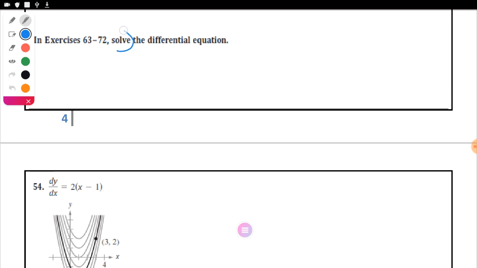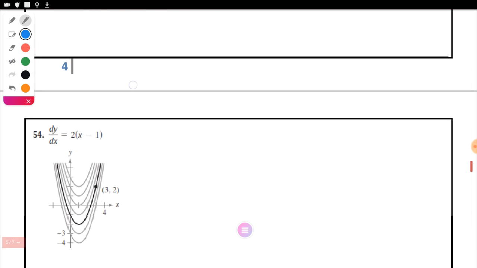What is the meaning of solve the differential equation? It means find the antiderivative for the given function. Okay, by using what? Integration. By using indefinite integration. That is the operation I use to find the antiderivative, okay?